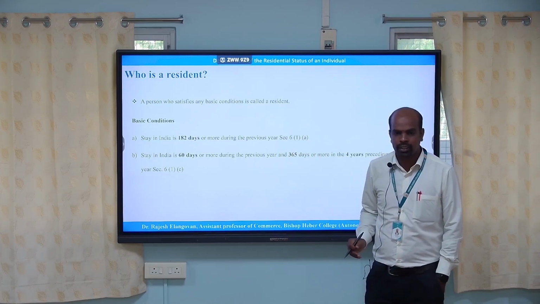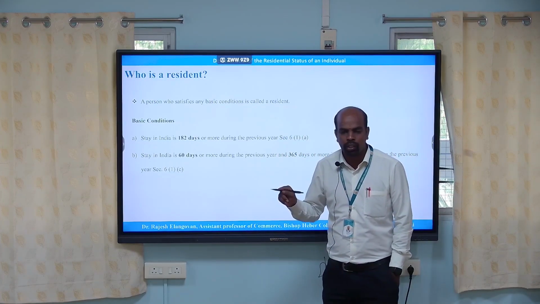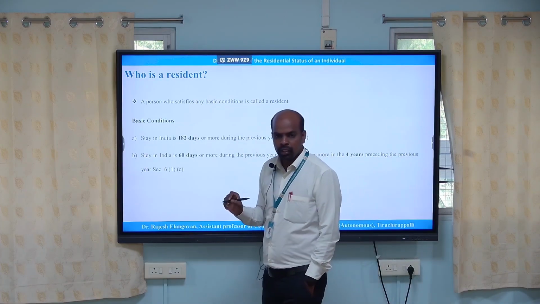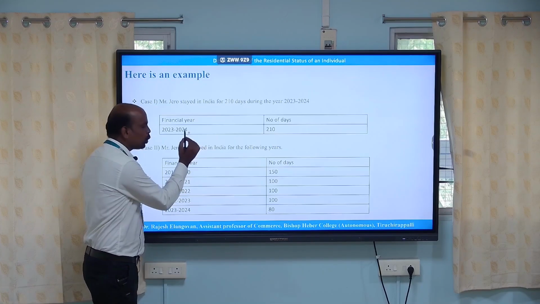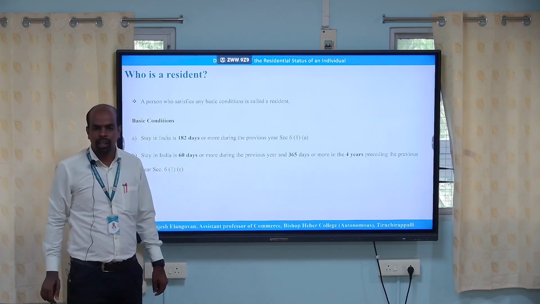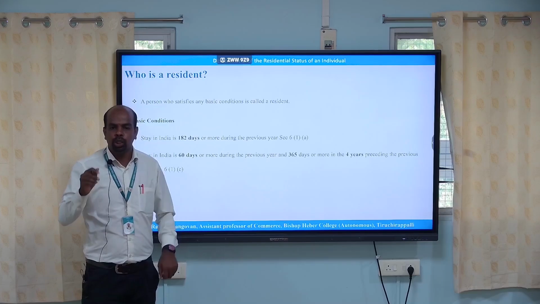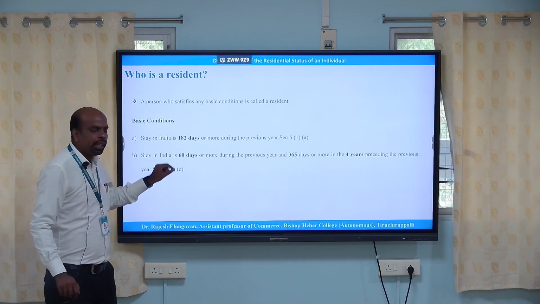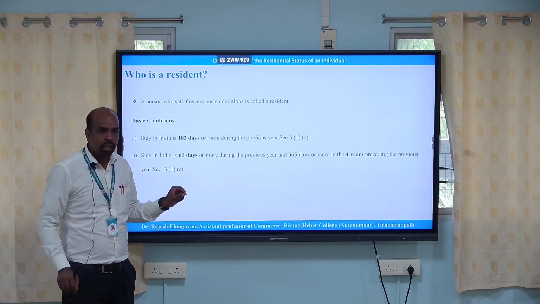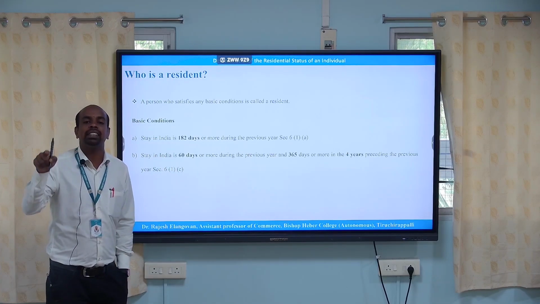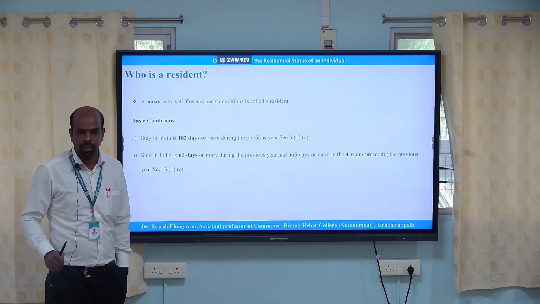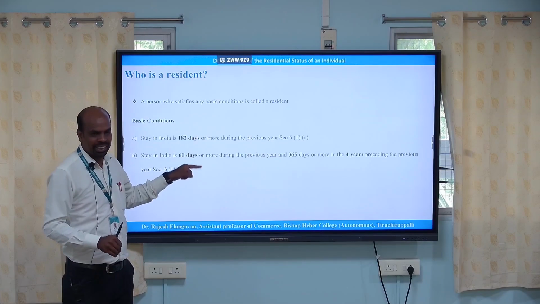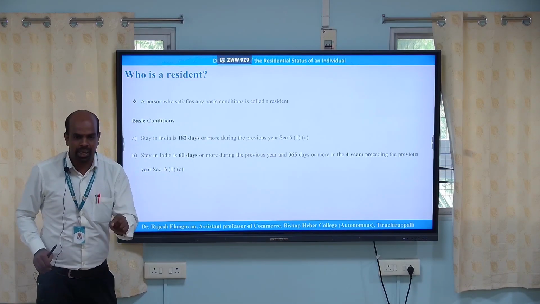So what is the basic condition? As per the Income Tax Act 1961, there are two basic conditions. Basic condition A: he should stay in India for 182 days during the current previous year. As of now, the current previous year is 2023 to 2024. And what is basic condition B? Stay in India for 60 days during the previous year and also a total stay of 365 days in the 4 preceding previous years. Therefore, a person who satisfies any one of the basic conditions will be called a resident.